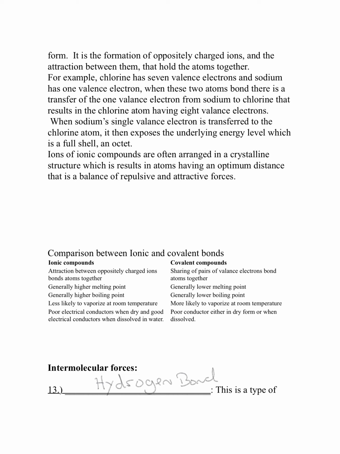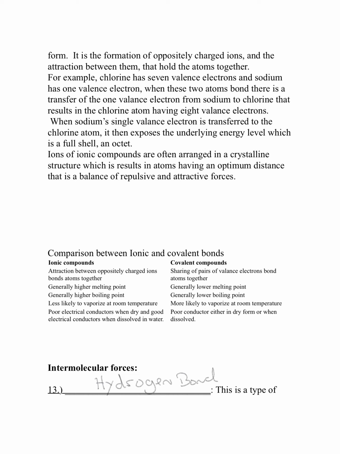It is the formation of oppositely charged ions and the attraction between them that holds the atoms together. For example, chlorine has 7 valence electrons and sodium has 1 valence electron. When these two atoms bond, there is a transfer of 1 valence electron from the sodium to the chlorine that results in the chlorine atom having 8 valence electrons. When sodium's single valence electron is transferred to the chlorine atom, it exposes the underlying energy level, which is a full shell, an octet.